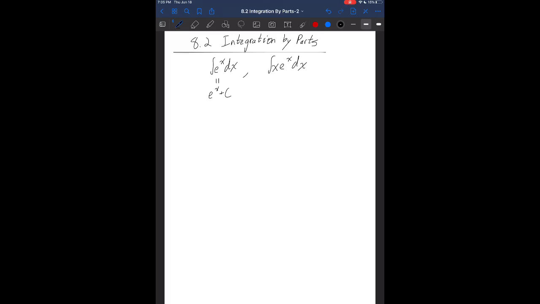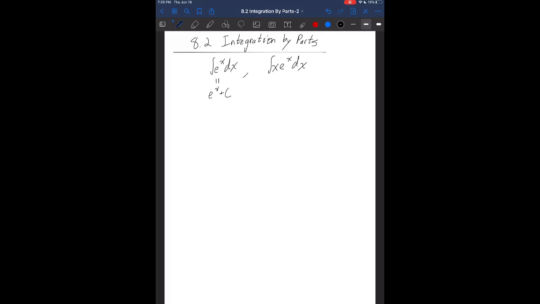So this is why we need to introduce integration by parts. It allows us to solve a much wider range of integrals. Integration by parts is the opposite of the product rule. It's the integral version of the product rule. So you will most often see it used when you have the product of two functions. So in this case, it's x times e to the x.